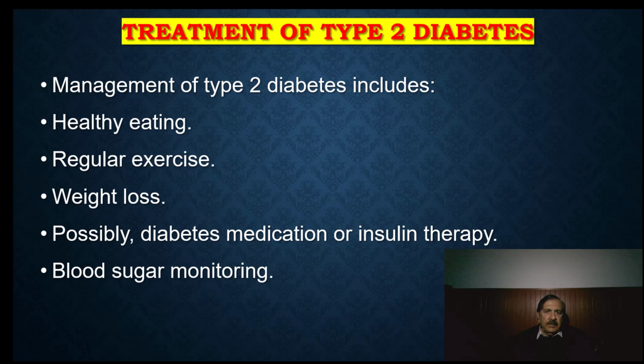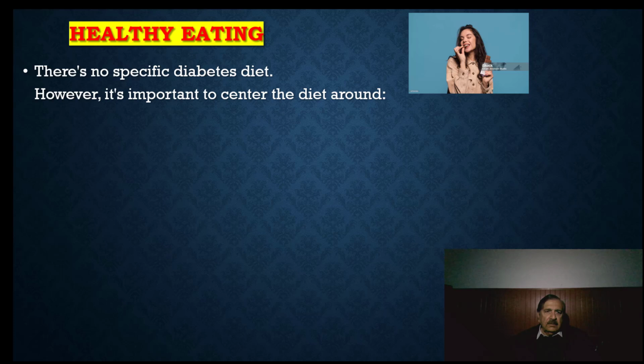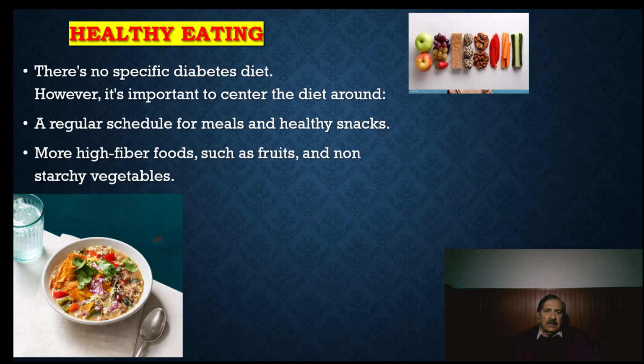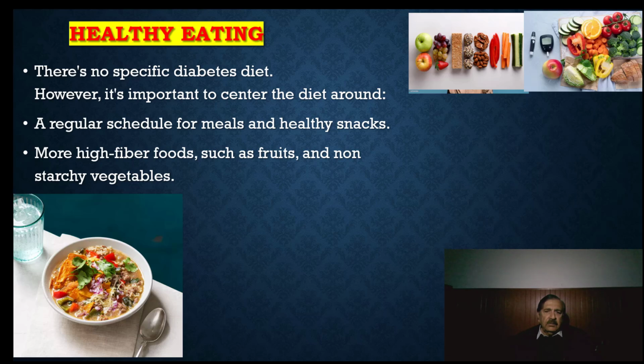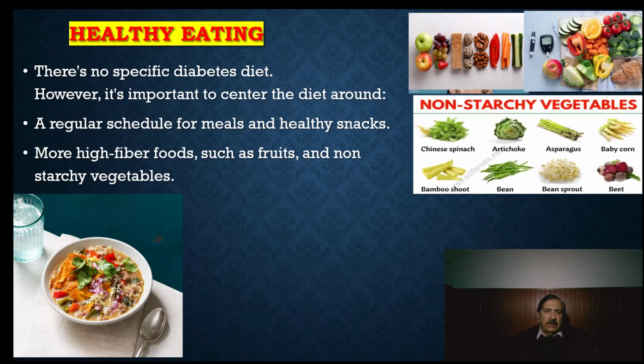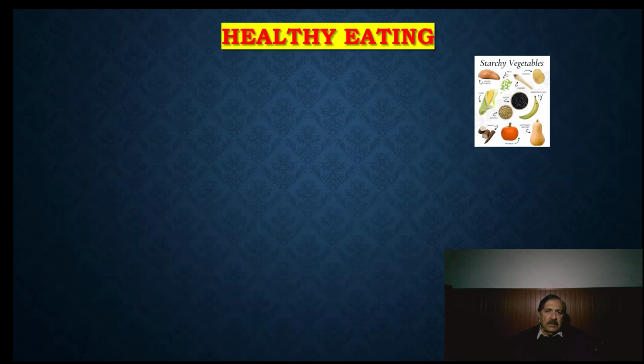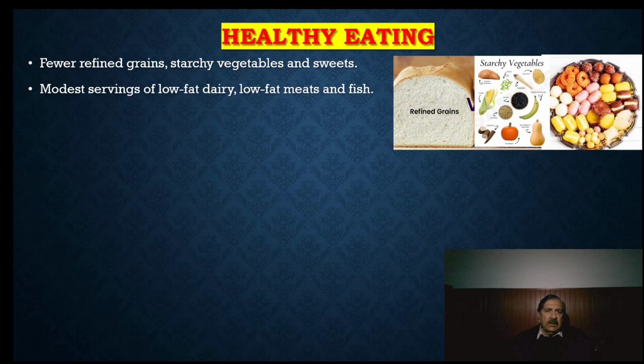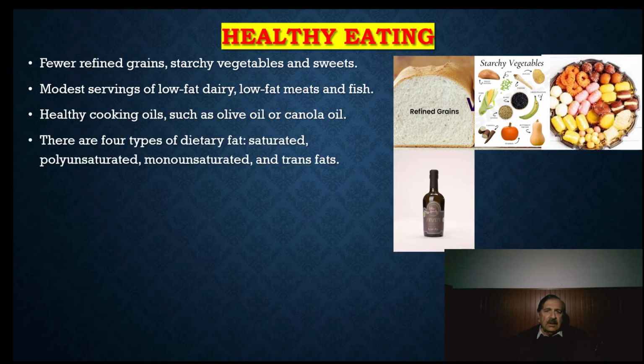Healthy eating. There is no specific diabetes diet. However, it's important to center the diet around a regular schedule for meals and healthy snacks, more high fiber foods such as fruit and non-starchy vegetables, fewer refined grains, starchy vegetables and sweets, modest servings of low-fat dairy, low-fat meat and fish, and healthy cooking oil such as olive oil or canola oil.